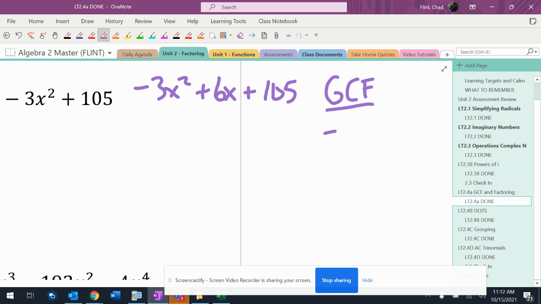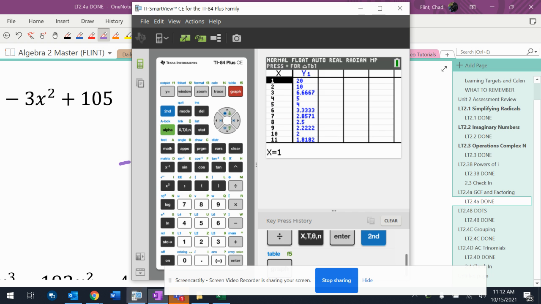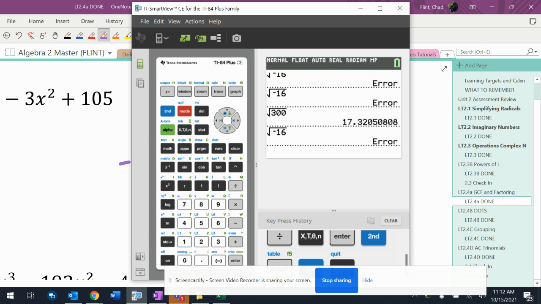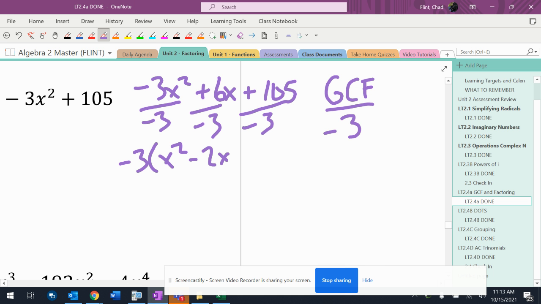They don't all have an x, so I'm not taking an x out. They will all divide by 3. So I'm going to take out a negative 3 because that will solve the problem of that first term being negative, and it'll make it much easier to deal with. So negative 3, x squared minus 2x, then 105 divided by 3, I believe, is 35. Okay, it's 35, and again, it's negative 35 because I took out a negative 3.